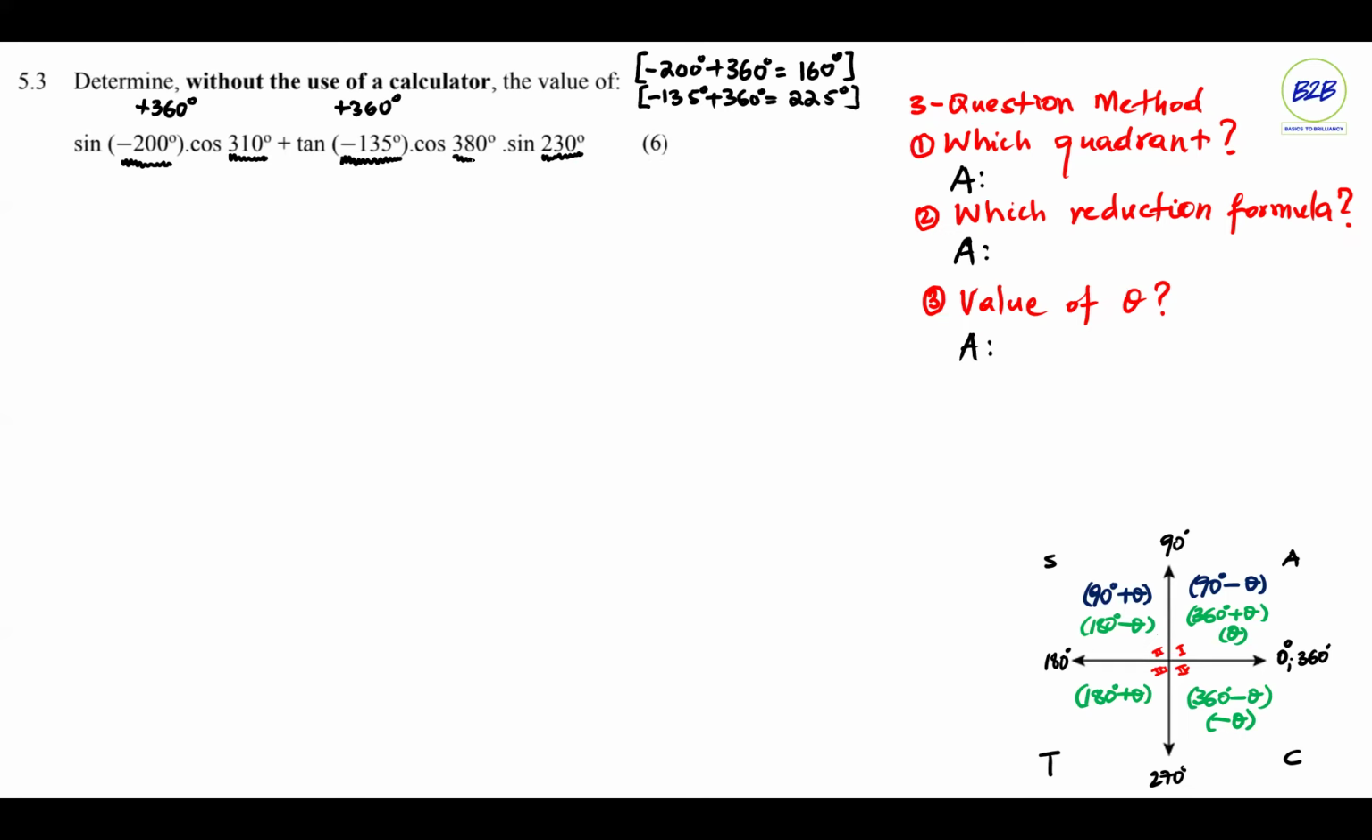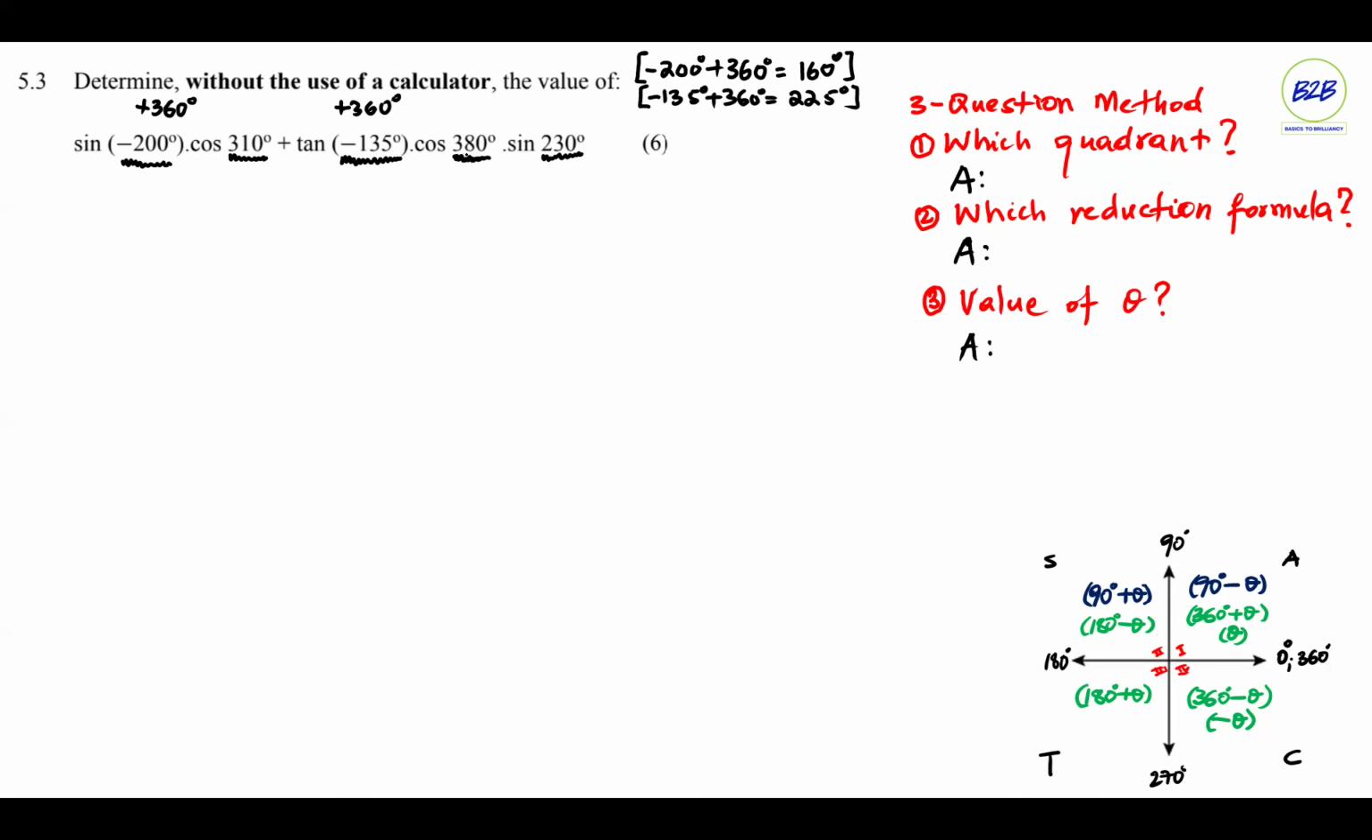However, we have 380 degrees as the fourth angle. How do we then deal with that? What we can see is that 380 degrees is an angle bigger than 360.